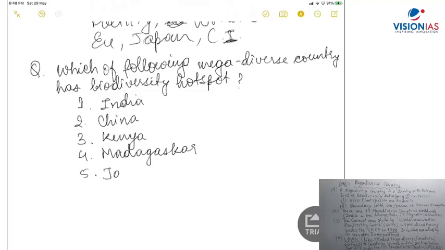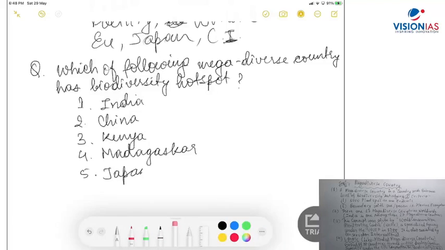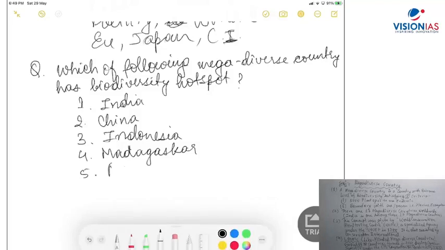Number 5, Japan. Madagascar there. So which of the following countries, right? I'm sorry here, because Madagascar, Kenya will not be the part of it. So since I'm giving you the part of mega diverse country, let me give the list of mega diverse countries only. Let's say here Indonesia, and here let me write Philippines.